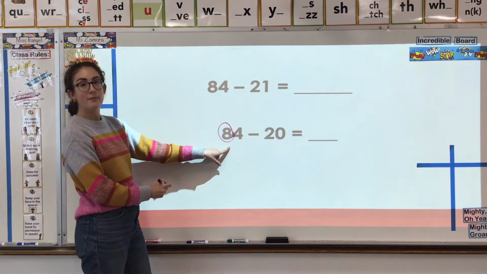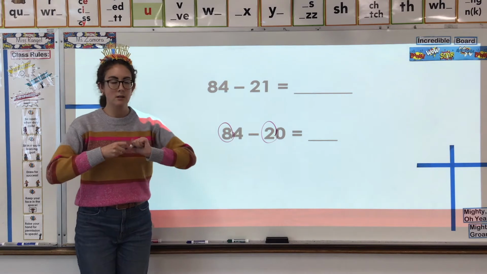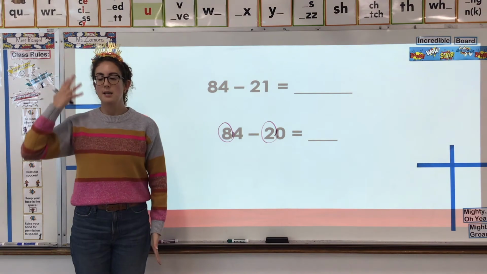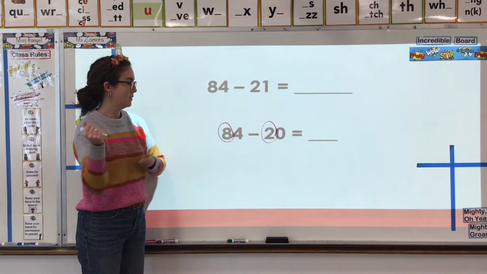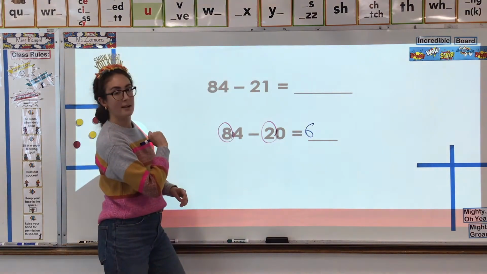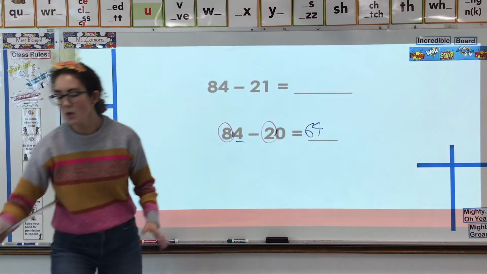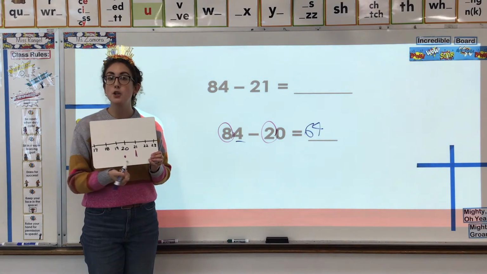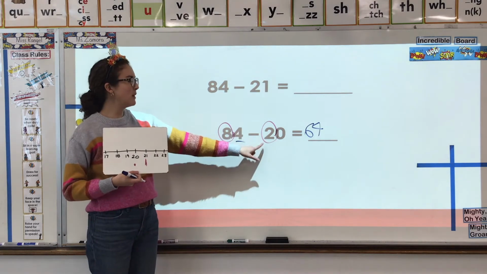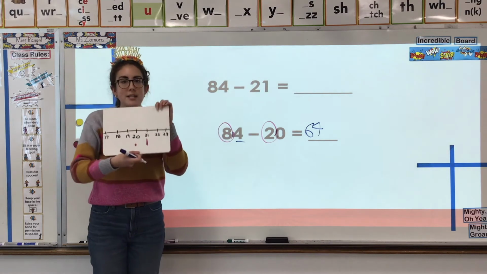84, 8 tens, minus 20, 2 tens. What would our answer be? 84 minus 20. Take away 2 tens. 64. Good job. So when we were able to just take away 2 tens, we got 64. But did we want to take away 20? No, we wanted to take away 21.